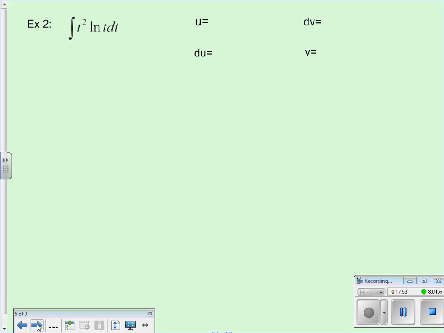Okay, example number 2. We have to decide our u and our dv. That's your first step. Once again, flip it. Do we have a logarithm? Yes, we have a logarithm. I love it. What is our u then? Natural log of t. What's our dv? Everything else. t squared dt.